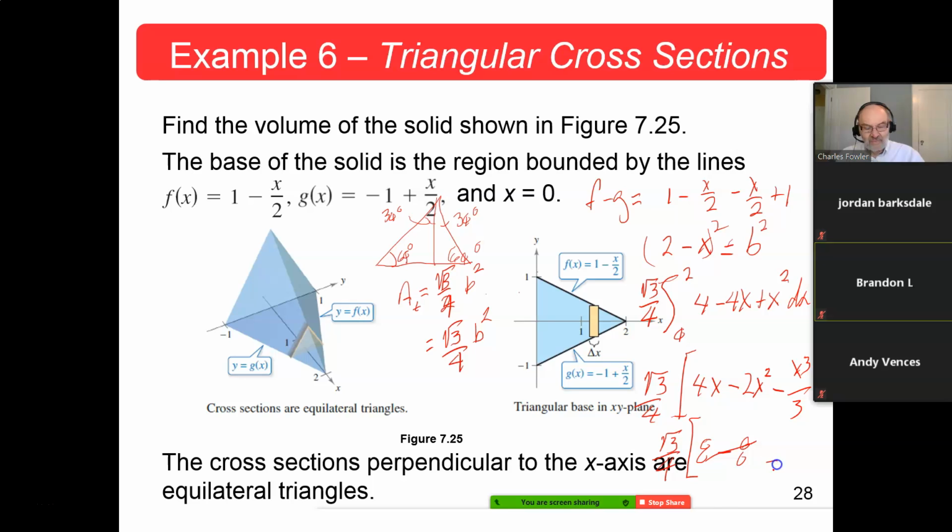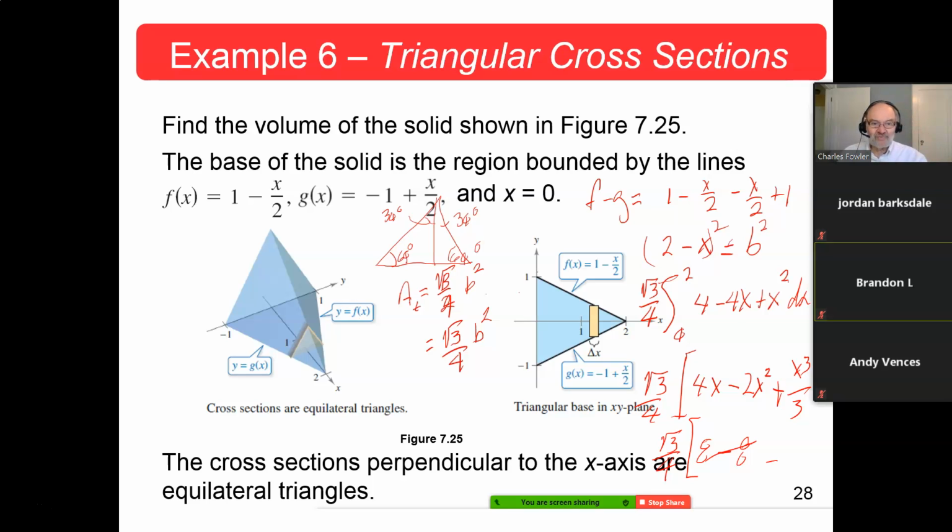Minus, whoa, you can't come up with a negative. I've done something wrong here. I can't see where it is. Oh, that isn't a minus, that's a plus. Okay. Whew. Okay. Good deal.